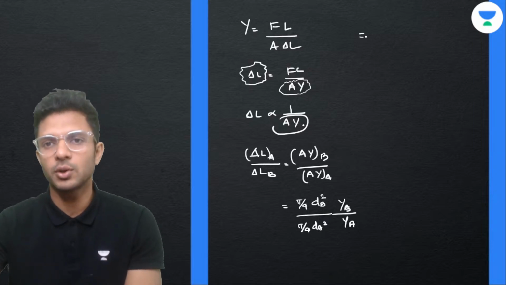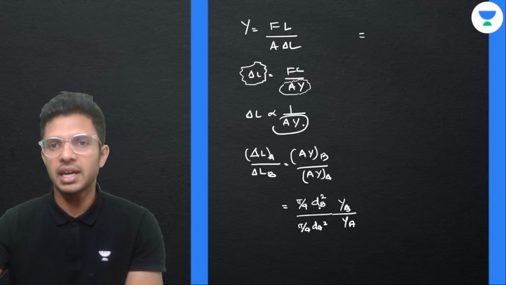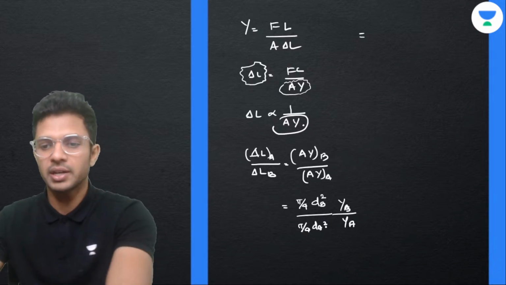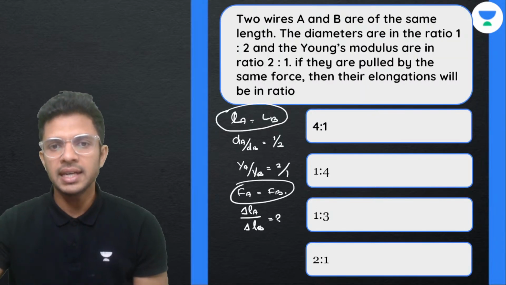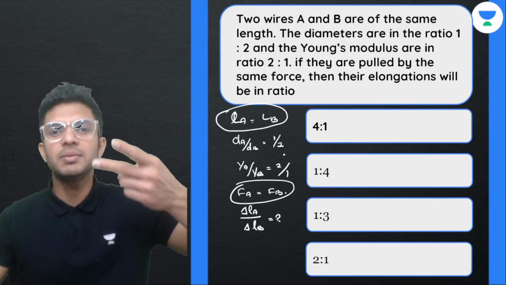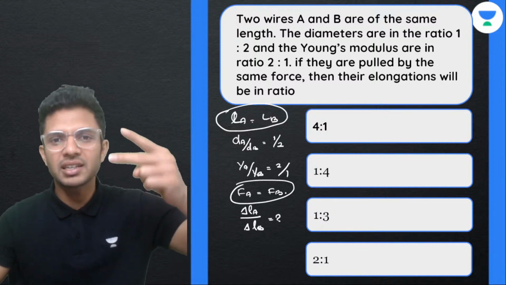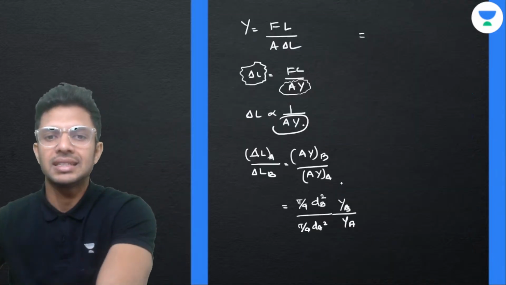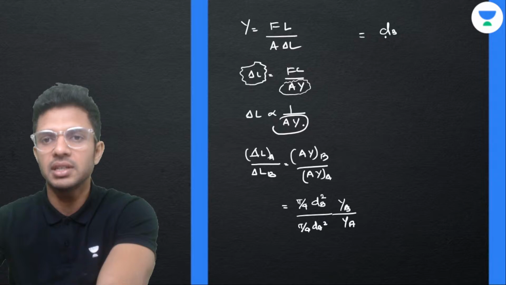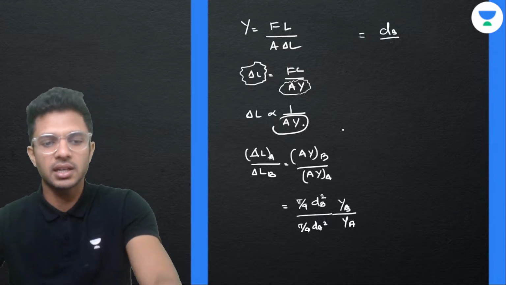Pi by 4 तो cancel हो जाएगा. And with the diameter क्या है? dB by dA the whole square. Do we have the value? अरे dA by dB is 1 by 2. So dB by dA, it's just inverse, right? So that will be dB by dA the whole square. Let's not write it again, है ना?